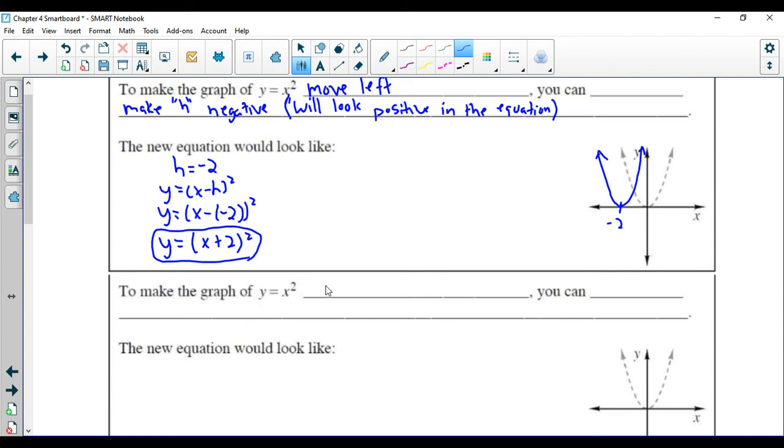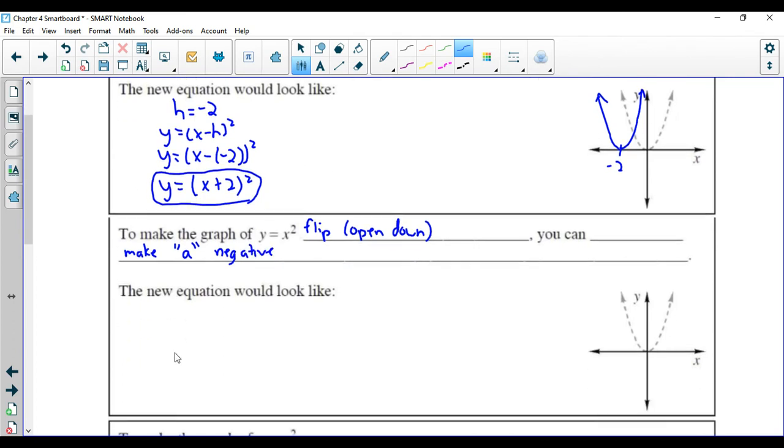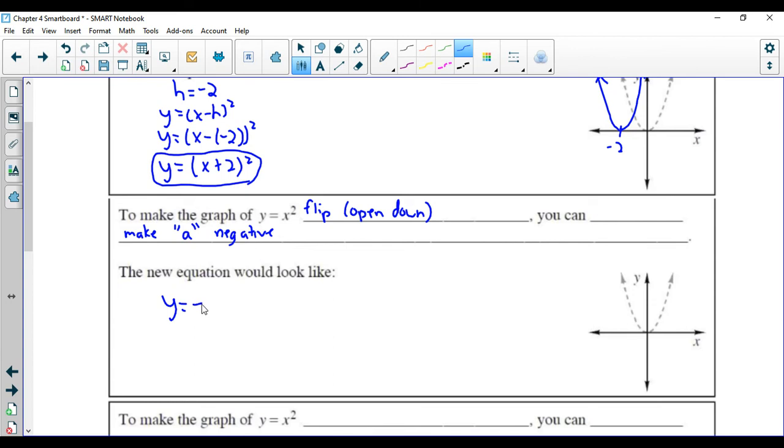All right, a couple others. We can make the graph of y equals x squared flip or open down. Same thing. That was the a parameter, and we make the a negative number. So, for example, we could just have y equals negative x squared. Again, a is in the very front. And so that would just flip the parabola or make it open down, meaning the arrows point downward.